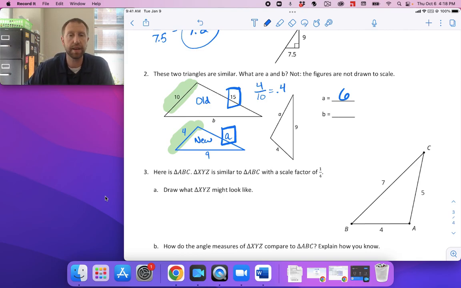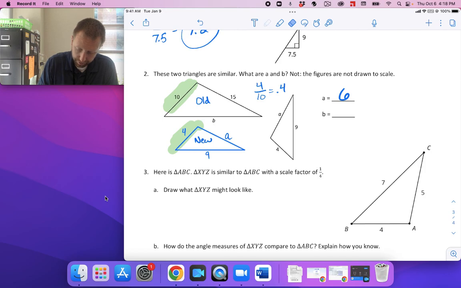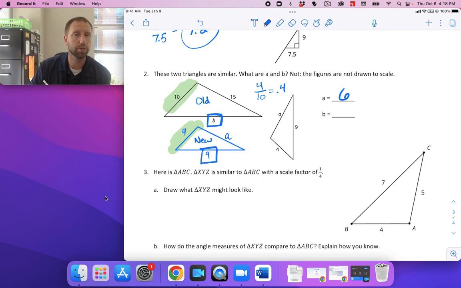Okay, and then do the same thing to find B, right? Except, let me erase all this. B is on the original shape. So I'm not going to multiply with the scale factor because I know the new. I know what the measurement is on the new one. What I need to do is work backwards to figure out what the measurement on the original shape is. I'm going to have to divide. I have to divide 9 by 0.4. 9 divided by 0.4 is 22.5.